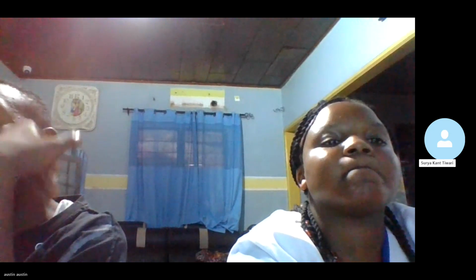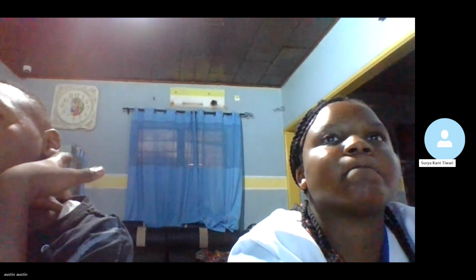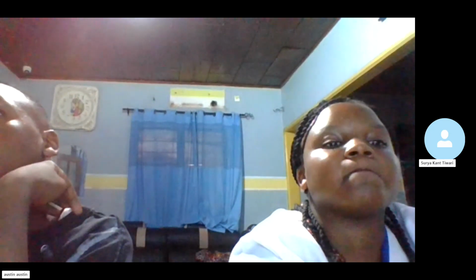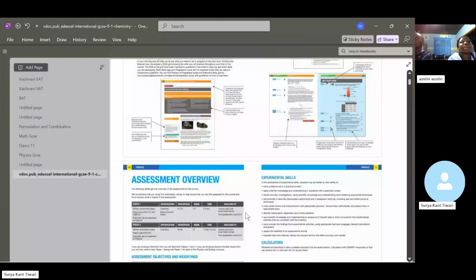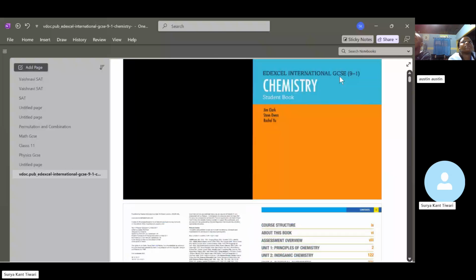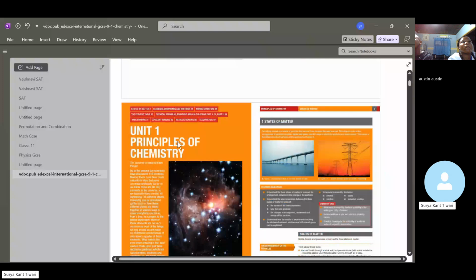Okay, so now I will present the book, the GCSE book. Can you see it? Yes, sir. This GCSE book. Okay. So the first chapter is called Principles of Chemistry, like the states of matter. You see states of matter here?